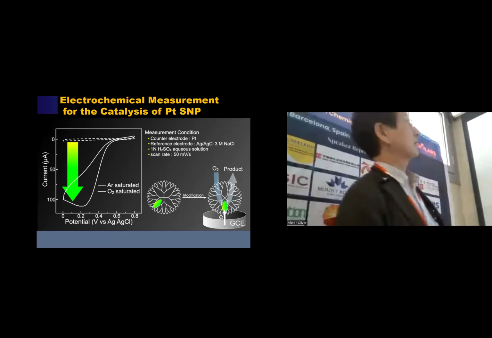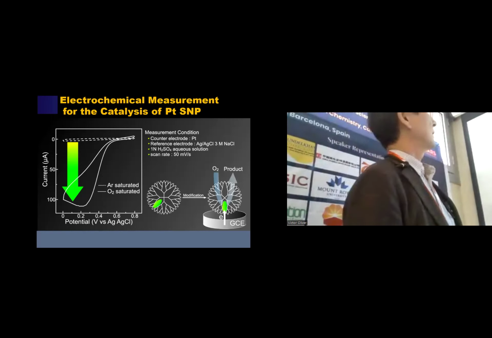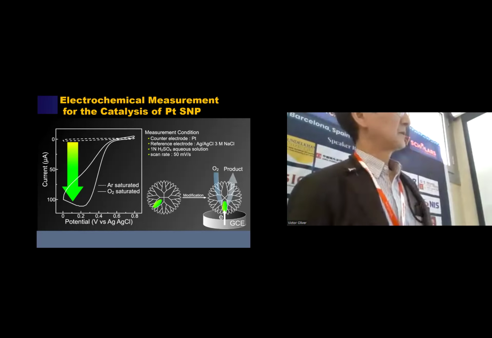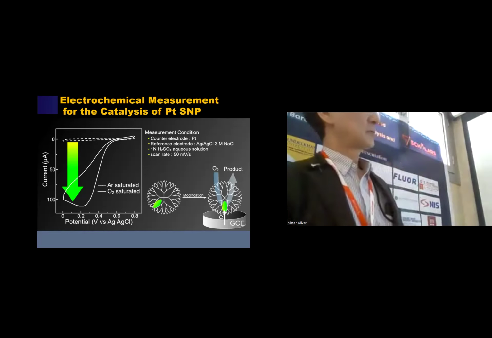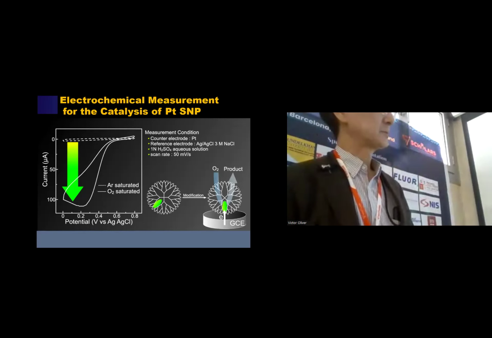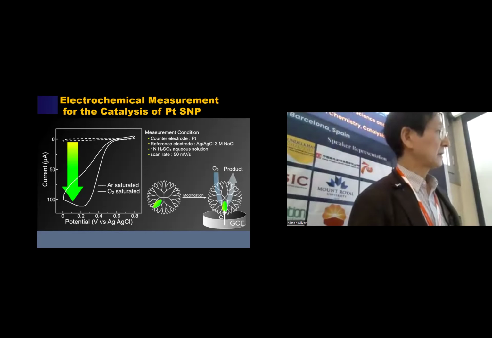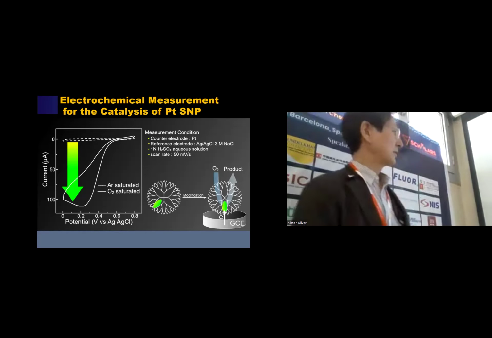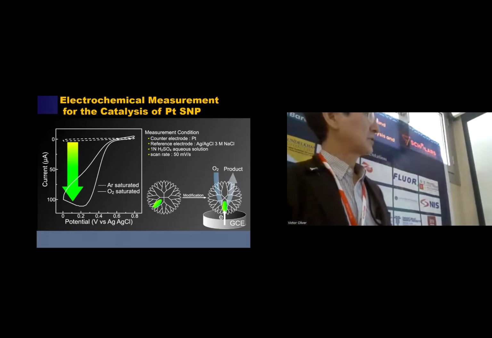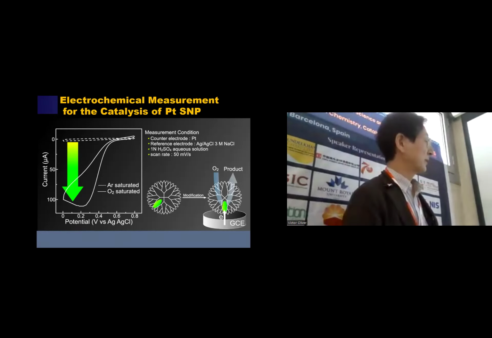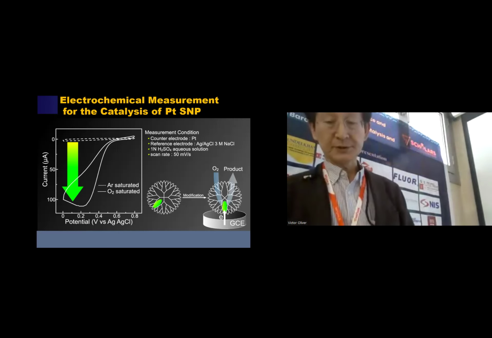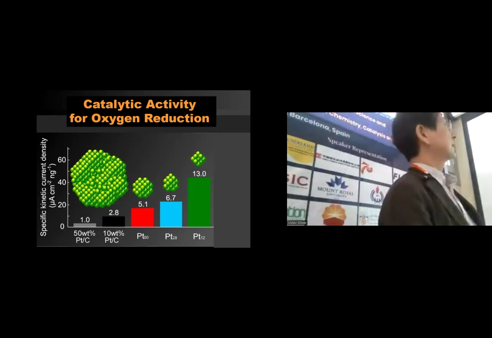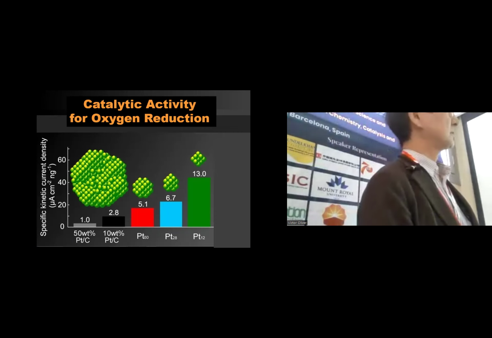Okay, we carried out an electrochemical measurement for the catalysis of the platinum subnanosized particles. The modified electrodes were prepared by casting the solution of the platinum particle encapsulated dendrimer on the electrode surfaces. We monitored the reduction current of oxygen under an oxygen atmosphere in cyclic voltammetry and rotating disk voltammetry. So we summarize the catalytic activities of the resulting subnanosized metal particles for the oxygen reduction.